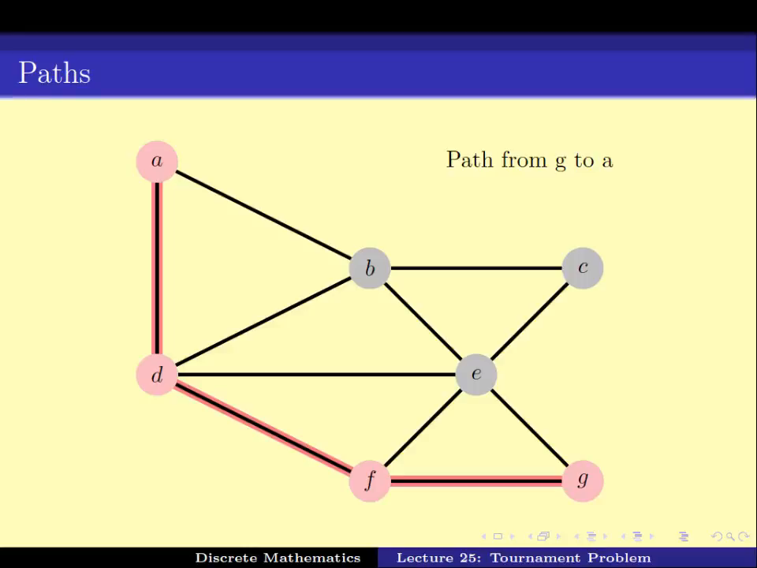In a graph, one can have multiple paths. For example, when this is a path, GECBDA is also a path. Now we are looking at undirected graphs, so we don't care about the direction of the edges.